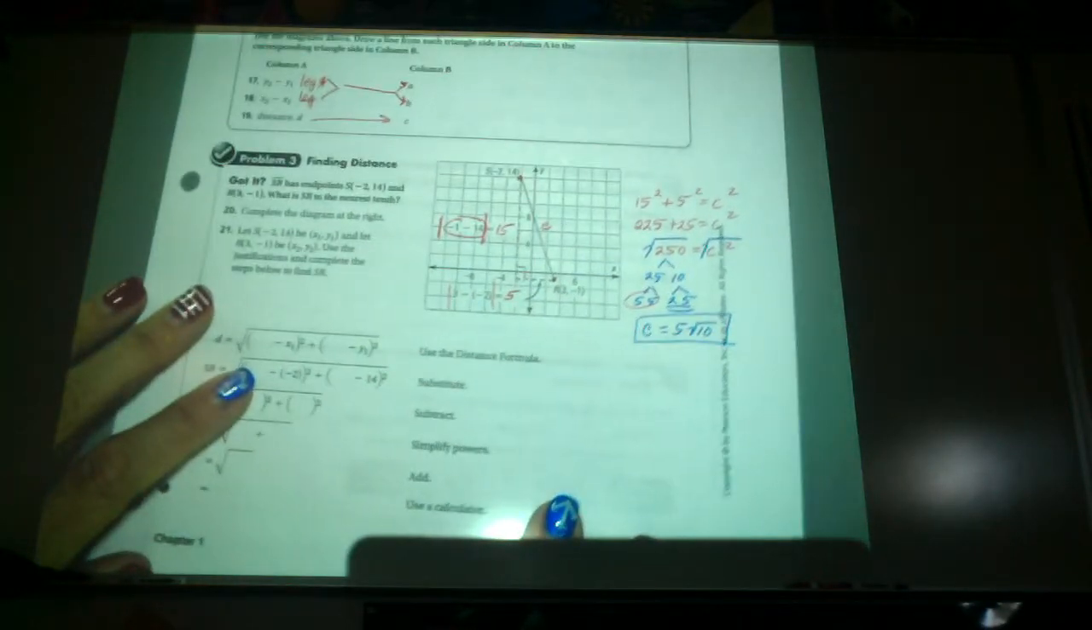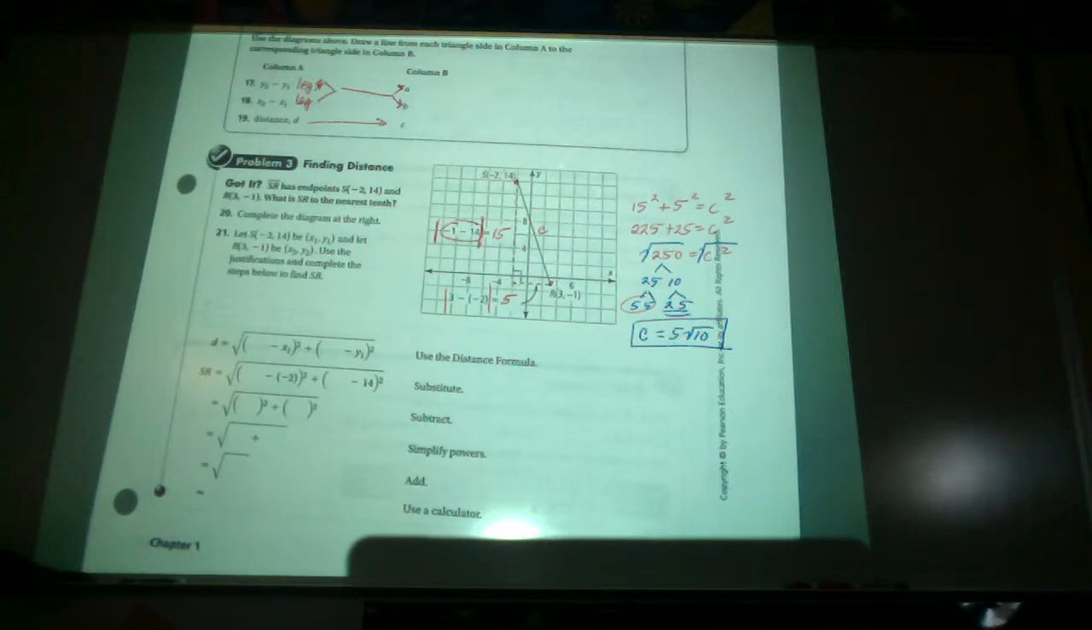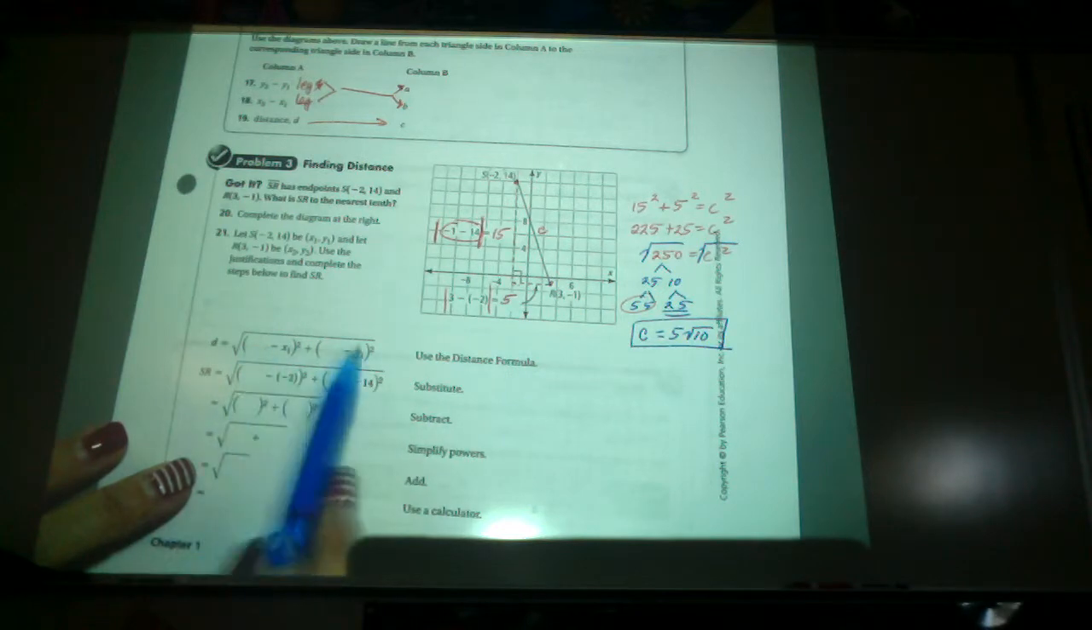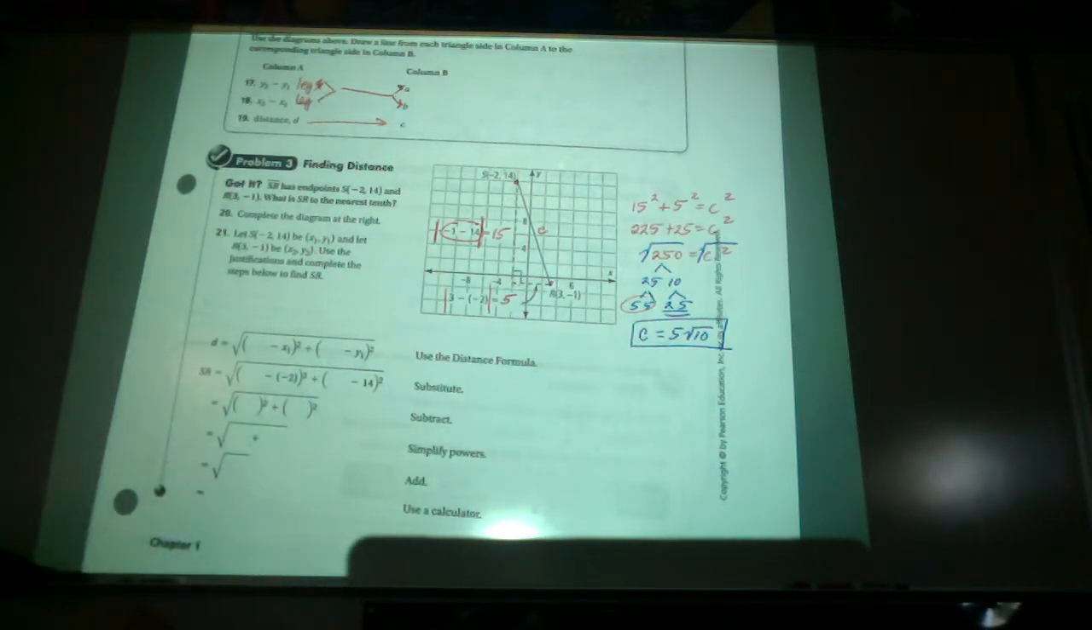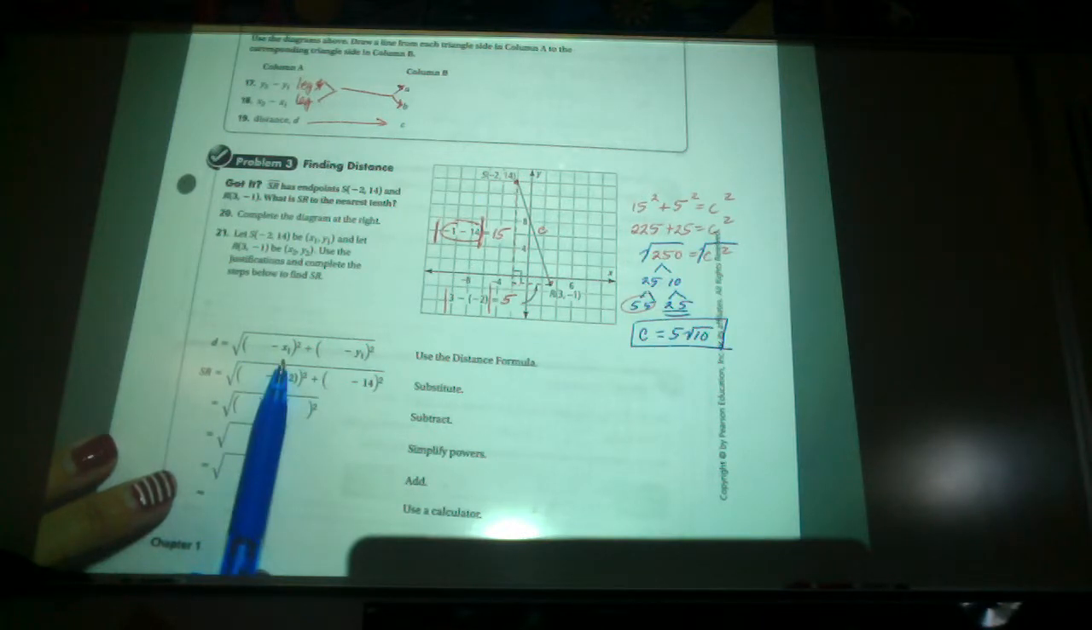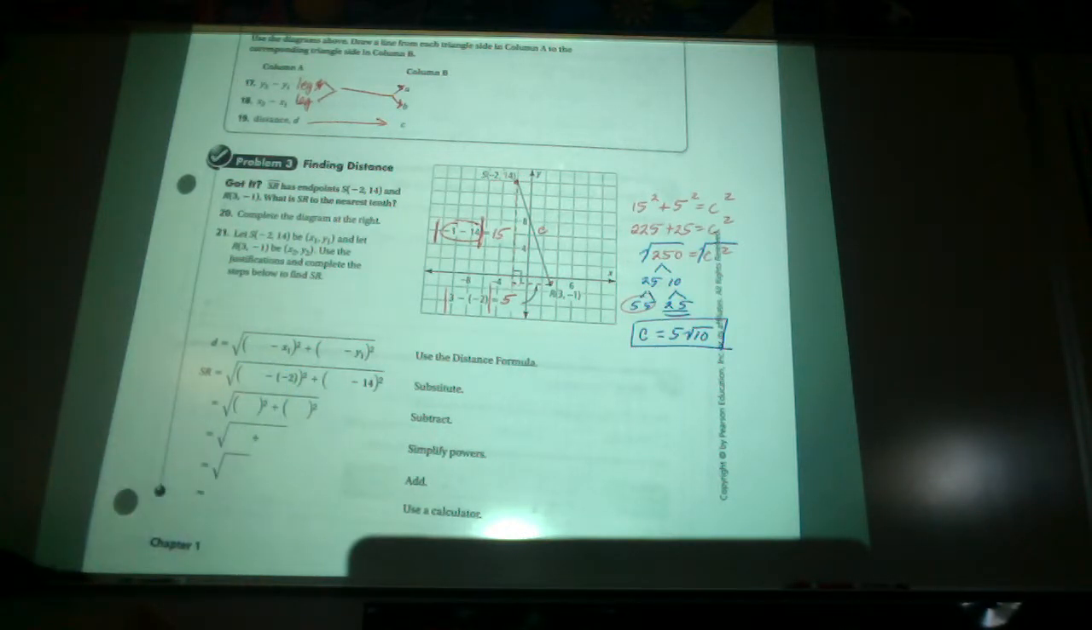So here we go. Quite honestly, it doesn't matter if you put your y's first and then your x's, or if you do x of 1 minus x of 2. What's going to happen is one of you is going to get a positive value and one of you is going to get a negative value. They're going to be the same number, but when you square them, if I square 3 and negative 3, don't I get the same number? True or false? So it won't matter.